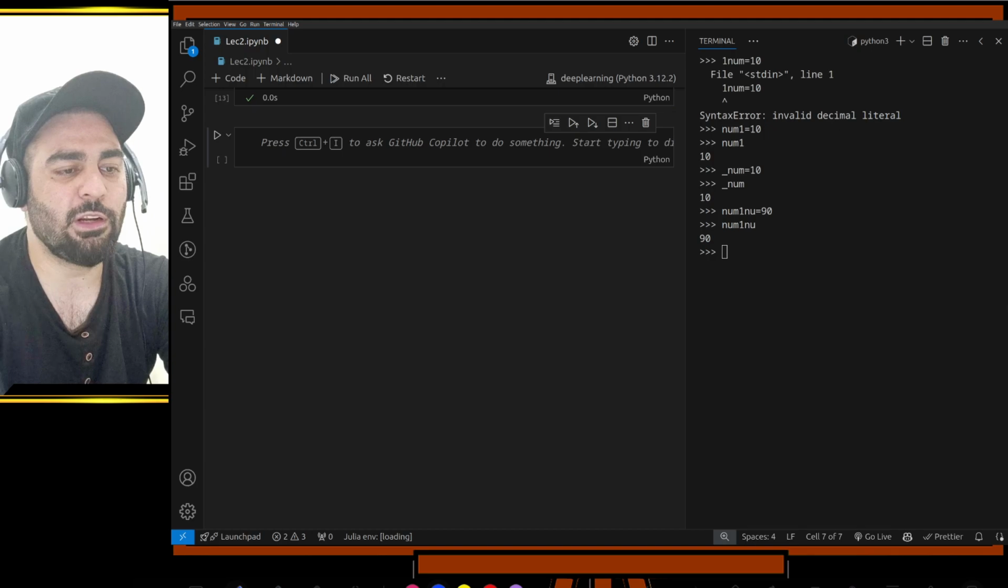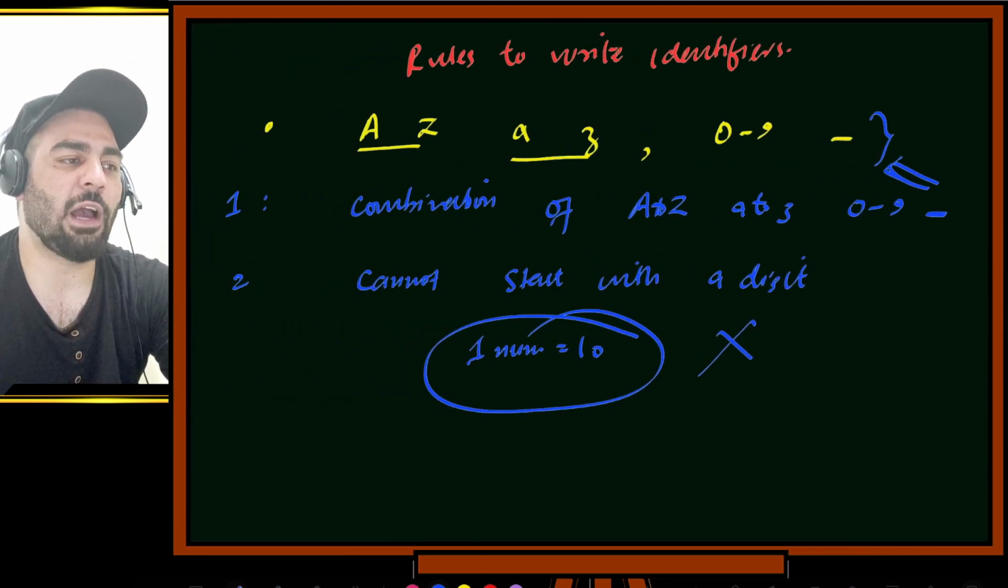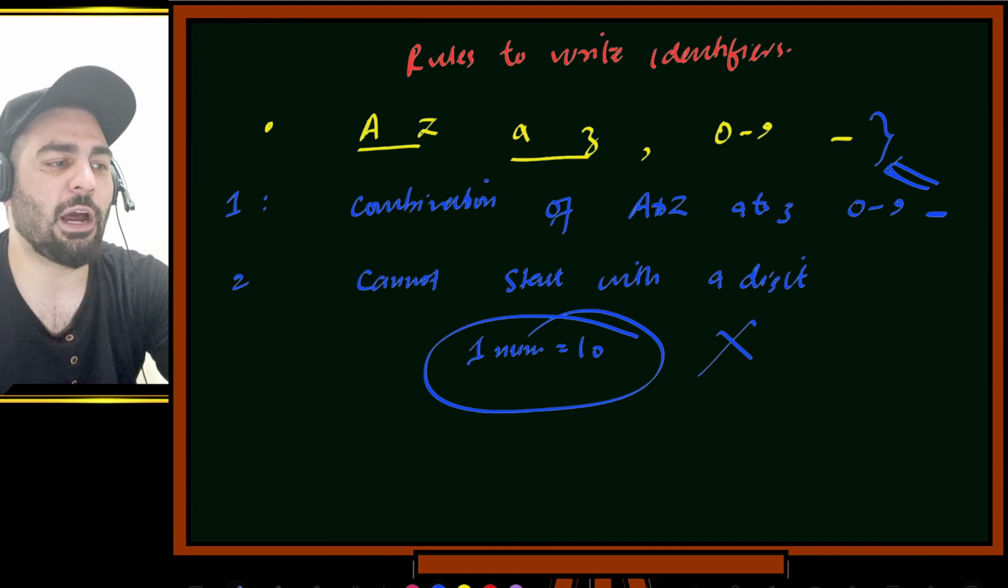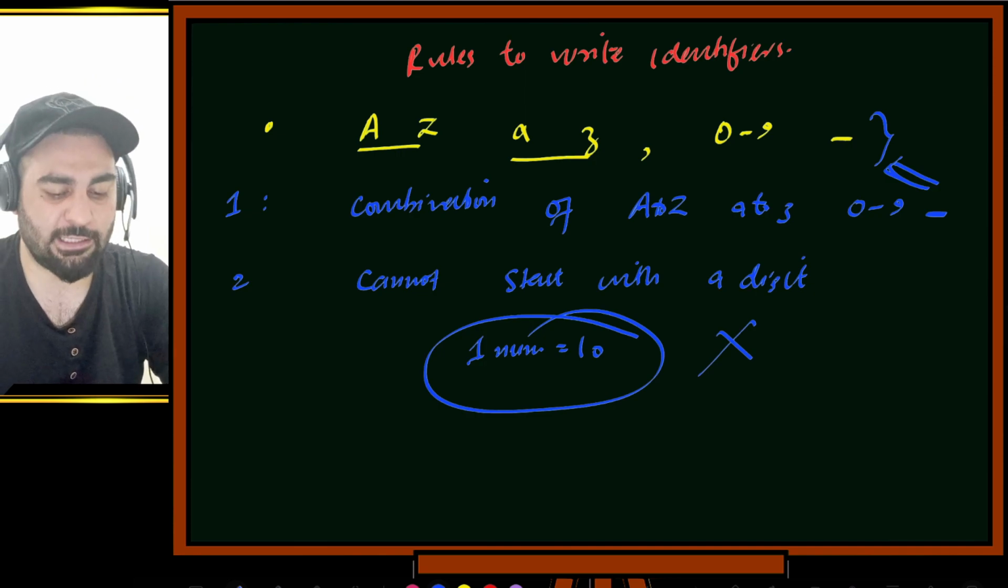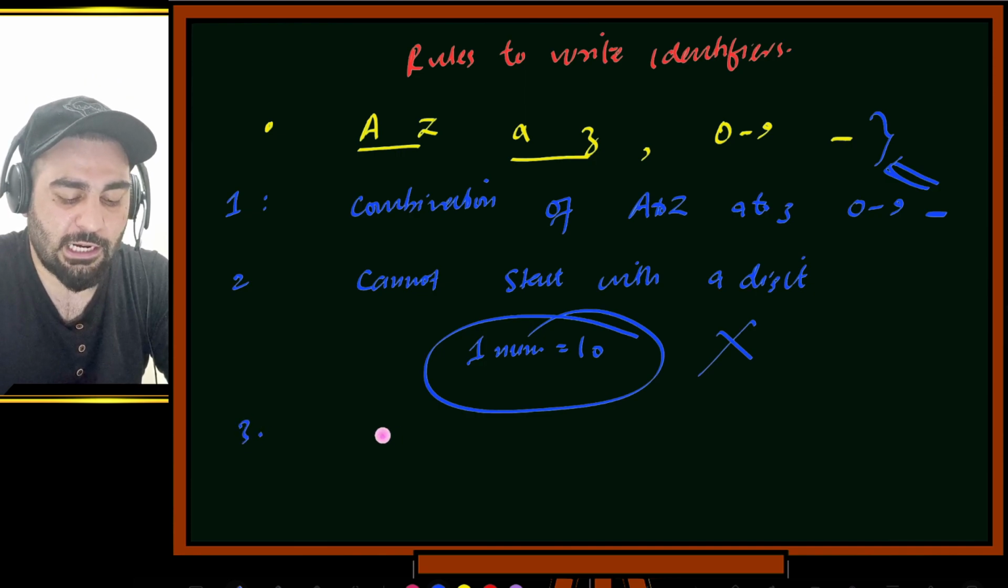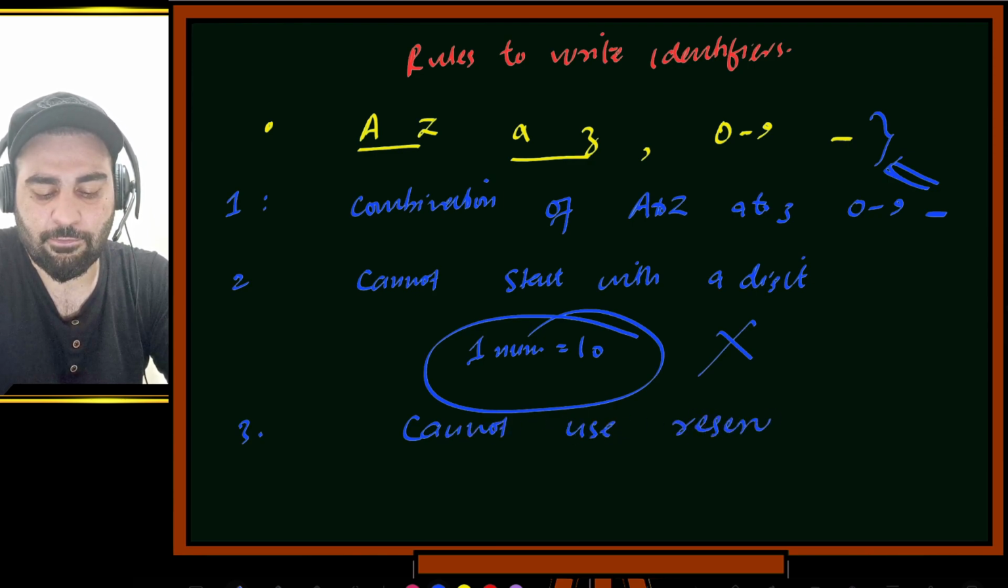So what is the second rule? The second rule is that you cannot start the identifier with a digit. You have to start it with an underscore, or with English letters, capital A to Z and small a to z. And the third thing is you cannot use reserved keywords.